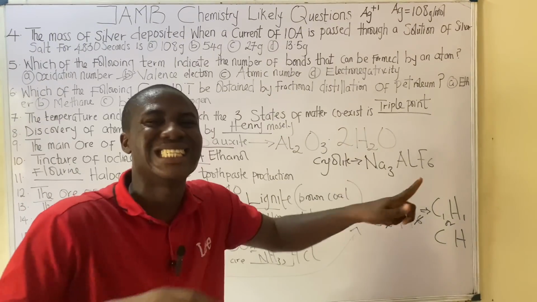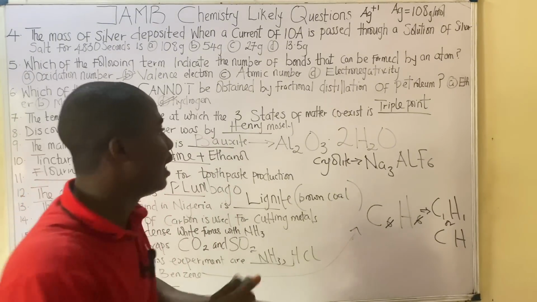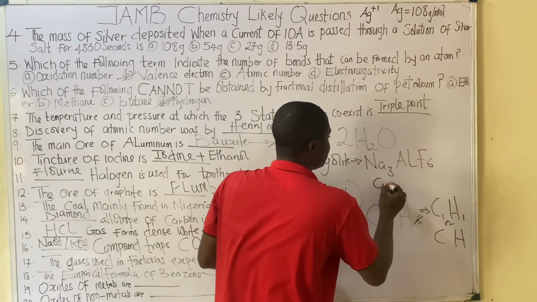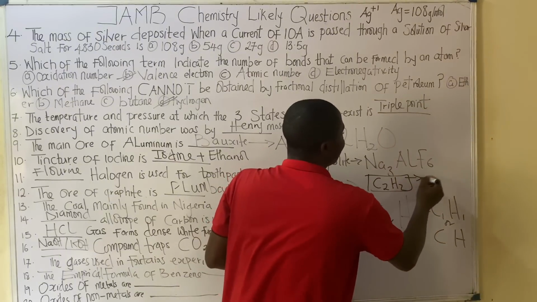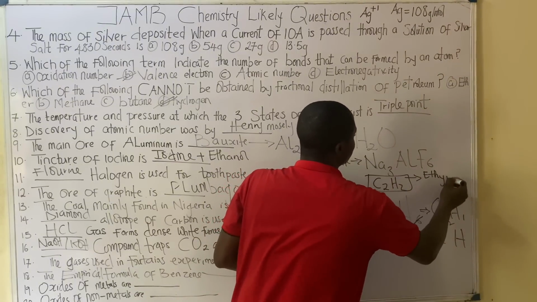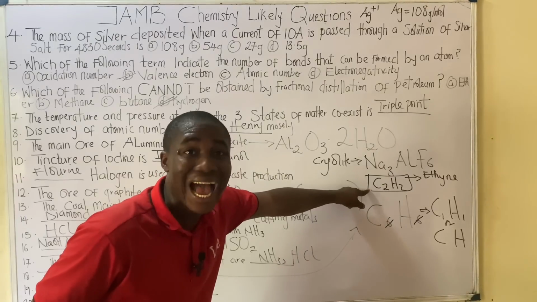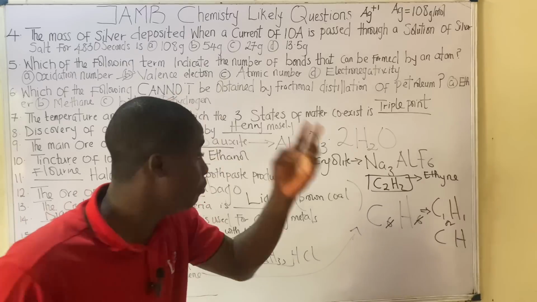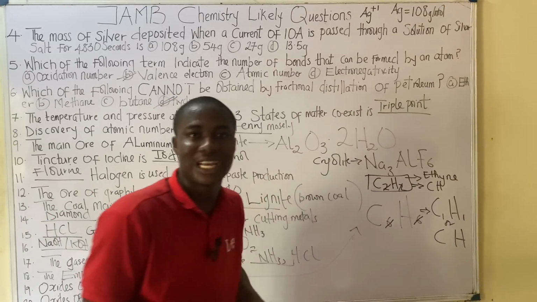But the empirical is CH, because empirical is the simplest form a compound can exist. Let's use another example like this guy, which is C2H2. This guy is called ethyne. Ethyne is an organic compound as well. So if they ask you, what is the empirical formula of ethyne? Can you just say, is this? No. You actually break it. 2 will cancel 2. Then we still have the same thing we got just now, which is CH. That's what I'm trying to say.